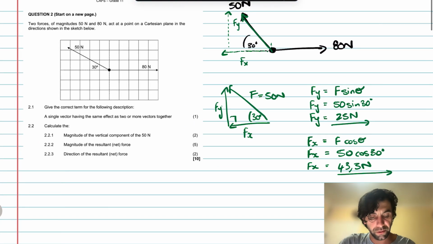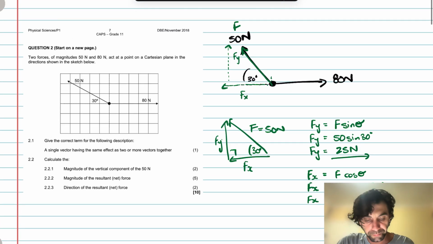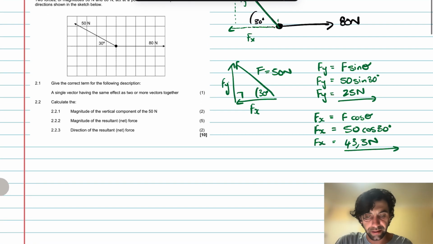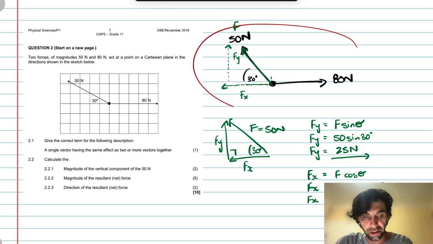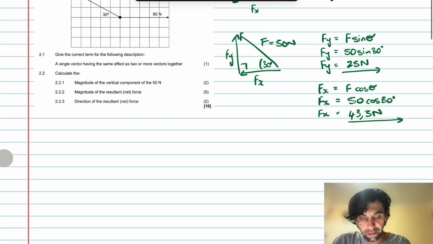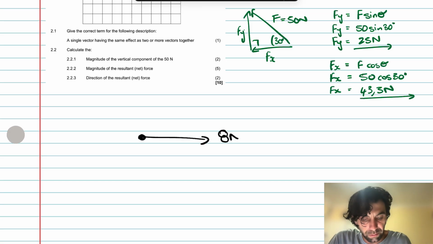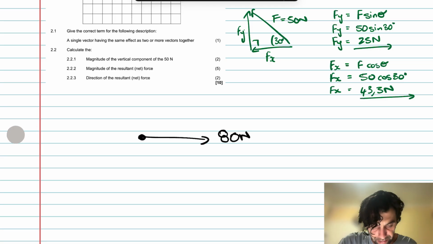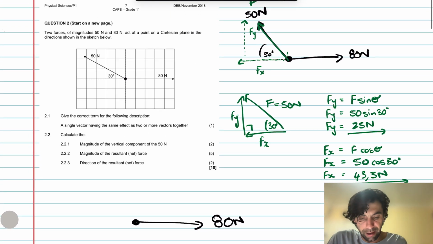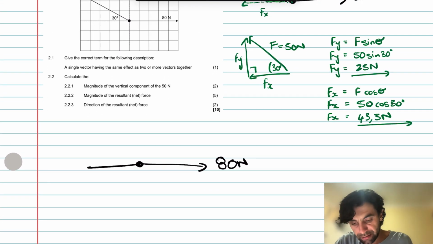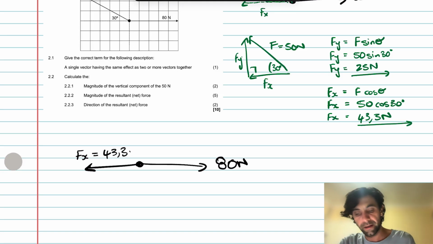So we've got these two components now. And let's quickly analyze again what's happening in our situation. So if I look solely at our horizontal components, what are we dealing with? Well, we've got this force of 80 newtons acting to the right. And Fx is acting this way to the left. So again, that is 43,3 newtons.